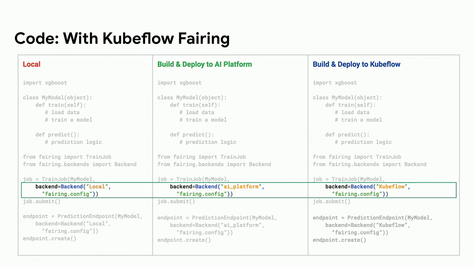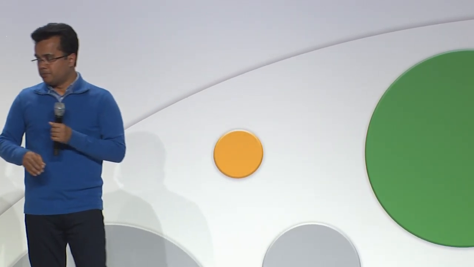So these names, local, AI platform, they're basically strings. You can imagine this could very well be dev, staging, or prod. And there can be many definitions. And these backend definitions can be managed by the ML ops teams. That is done by this config file called fairing.config. And you can have multiple config files, and you can define the backends that your data scientists can talk to. You can control things like what base containers your data scientists can use before Fairing builds a container and ships it to the backend training service for execution.